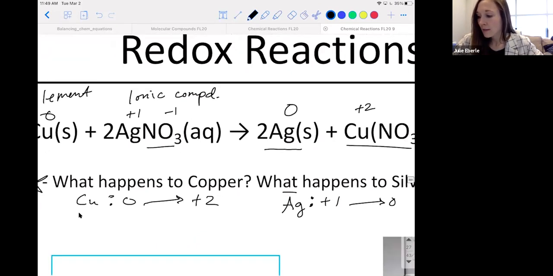So the question, what happens to copper? Is it oxidized or is it reduced? It goes from 0 to +2. Go back to OIL RIG. Did it gain or did it lose electrons?